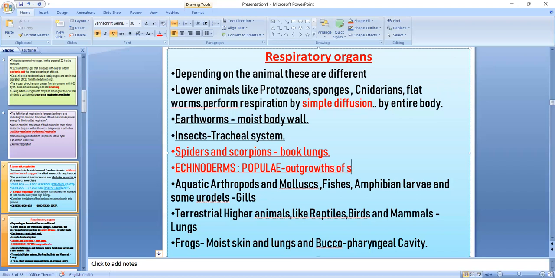Of skin, so they are also highly vascularized, so oxygen and CO2 exchange takes place through them.